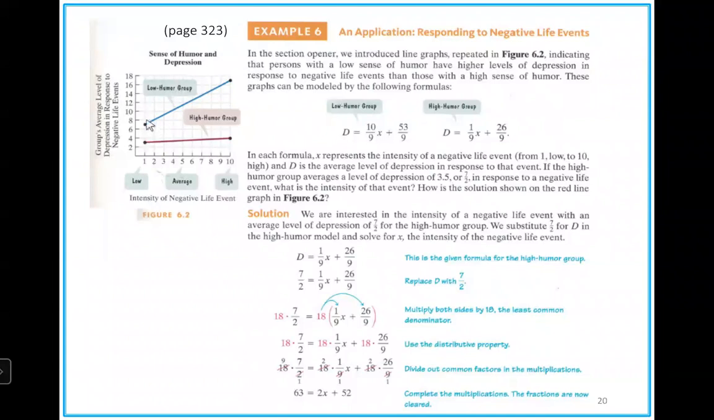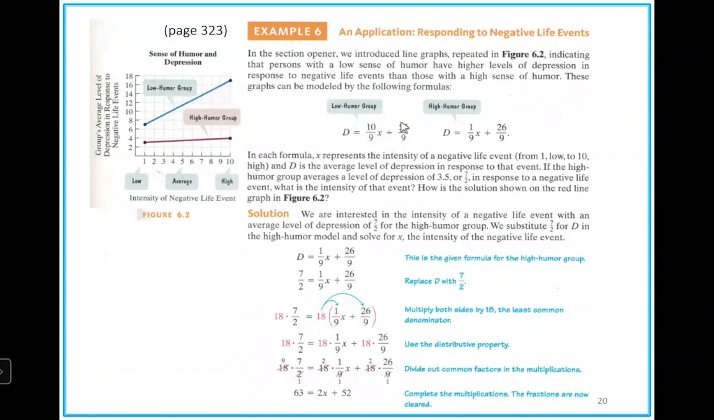You will notice that the people with the low humor group, their graph is steeper. It rises more quickly. Whereas the people with the high humor group, their line doesn't rise as much. So they're suggesting that people with a high sense of humor do not react as much to negative life events as people with a low sense of humor. They react more severely, based on the angle of this line.